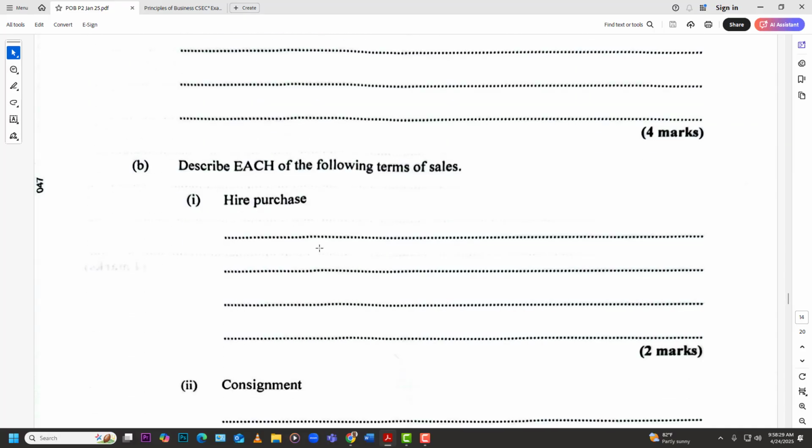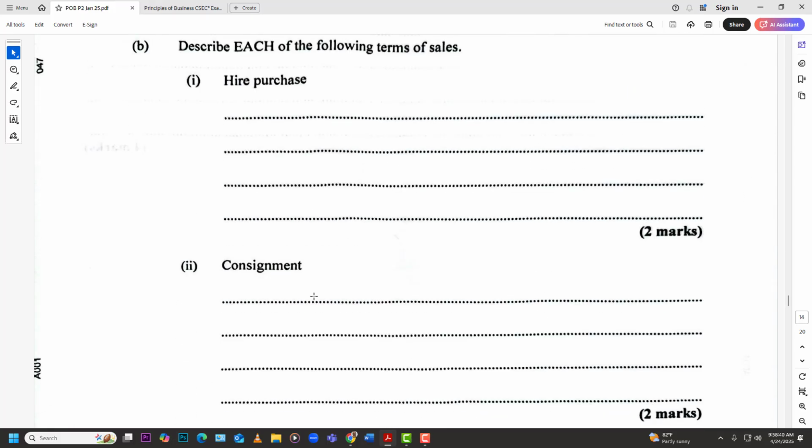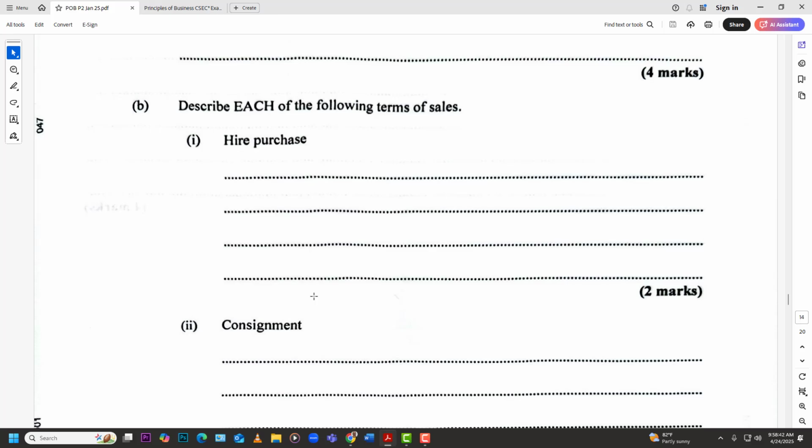All right, describe each of the following terms of sales. So different ways of getting products in the hand of the final consumer, different ways of selling, right? You have hire purchase, you have consignment, and you have layaway. So layaway and hire purchase are normally for those of us who are broke, so we can't afford to buy something straight up, so we just go and start doing our little down payment on these things. They're similar but different, as we look at later on.